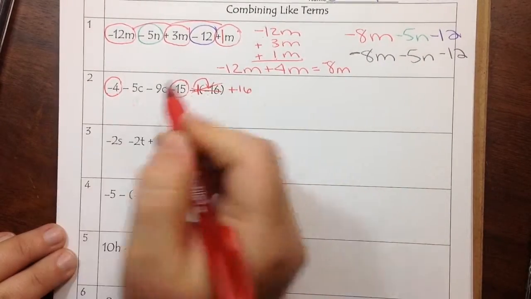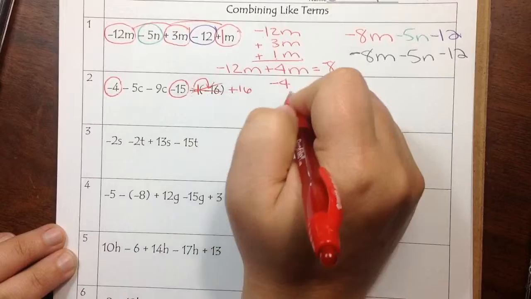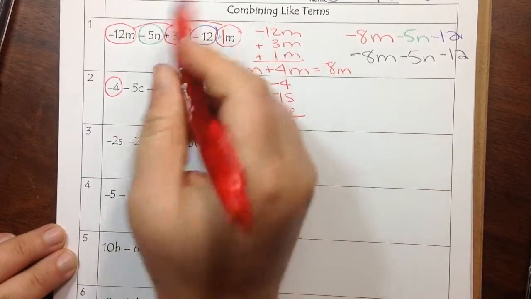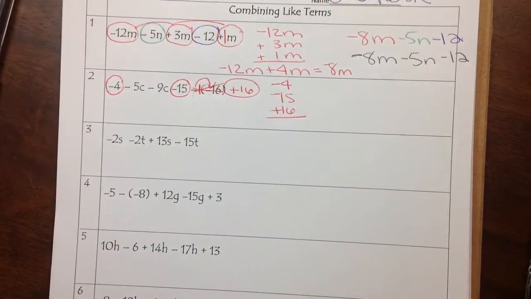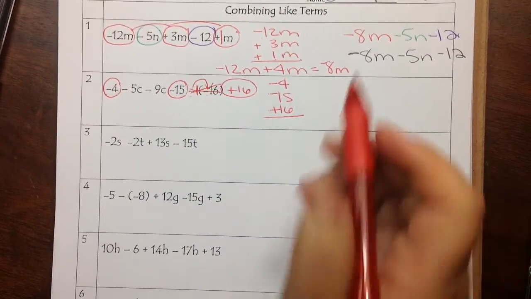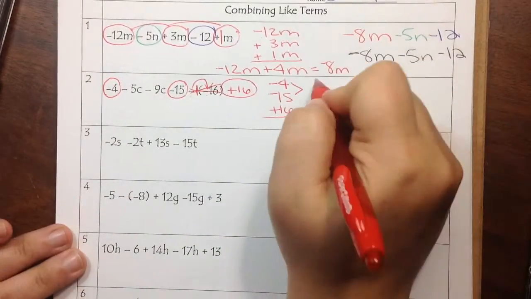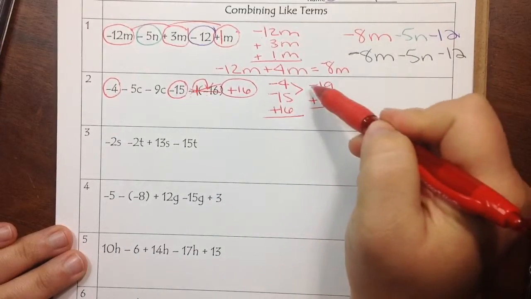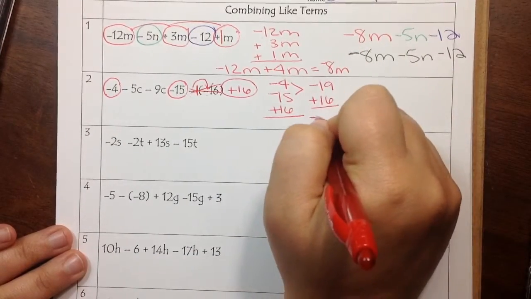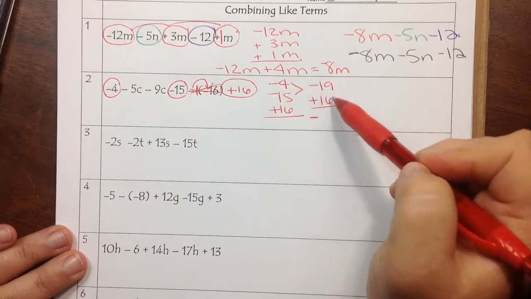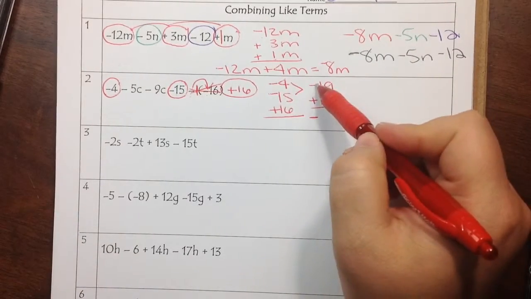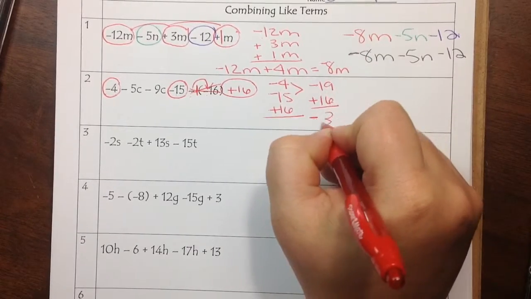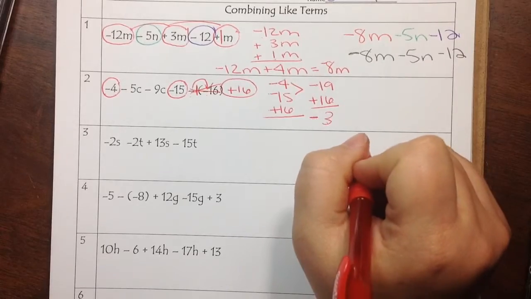So I can say negative 4, negative 15, and positive 16. Okay? And all of these can be combined because they're numbers without letters. So negative 4 and negative 15 gives me negative 19 plus 16. Okay? The negative is bigger, so my answer will be the negative. Whatever's the bigger symbol would be the answer. So negative 19 is bigger than positive 16, so we're going to have a negative. 19 minus 16 is 3. So I have a negative 3 by itself.